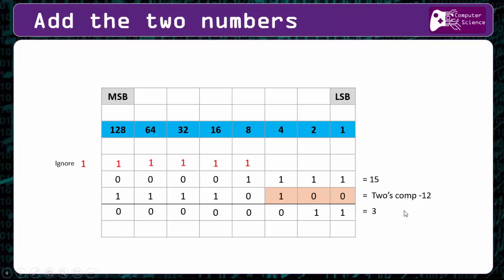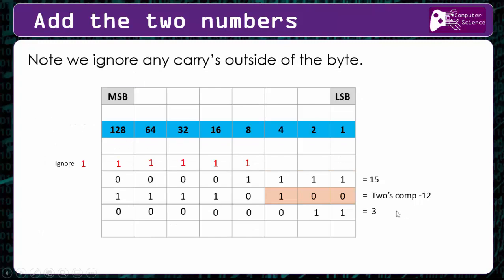Okay, so what we've now got is 3, 2 and 1. So we can check that manually, in our heads, 15 minus 12 is 3. So we can see, and we've proved that that does work. So 15 minus 12 is the same as 15 plus minus 12.